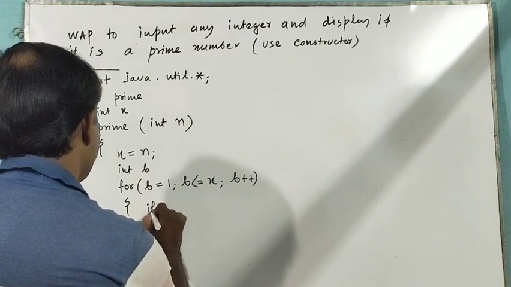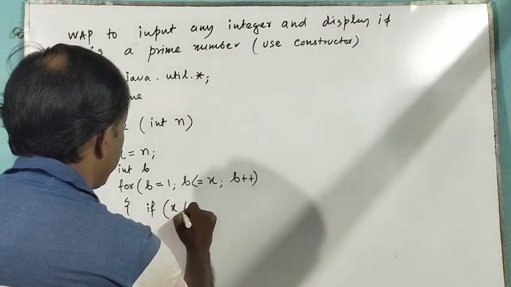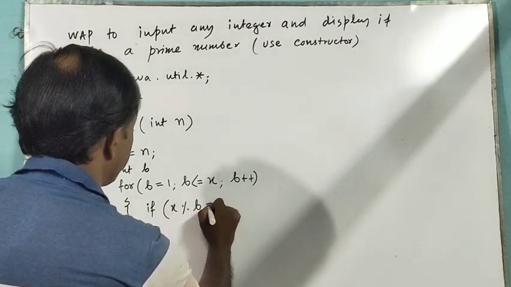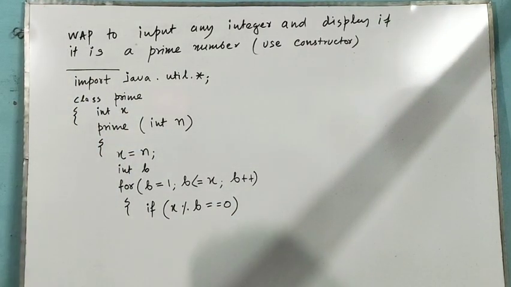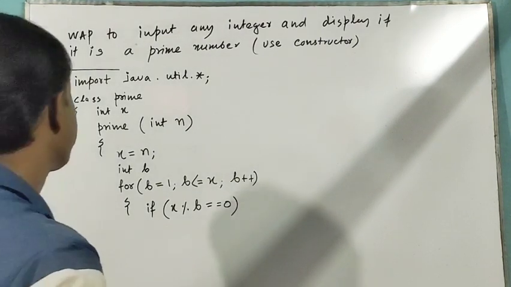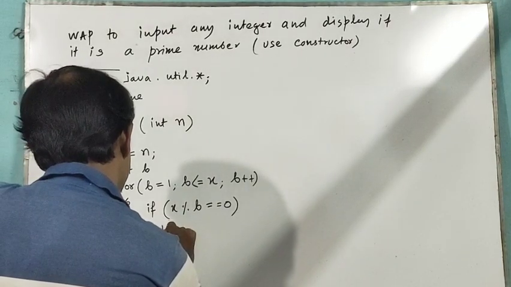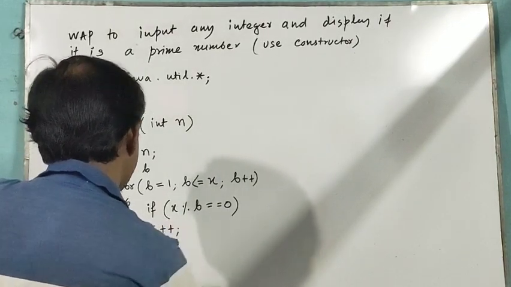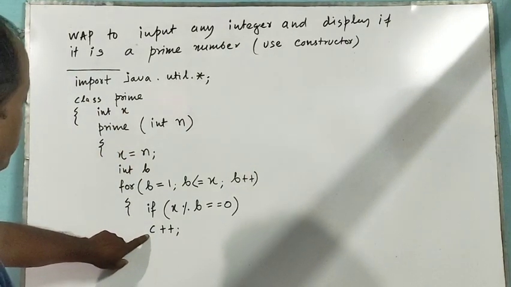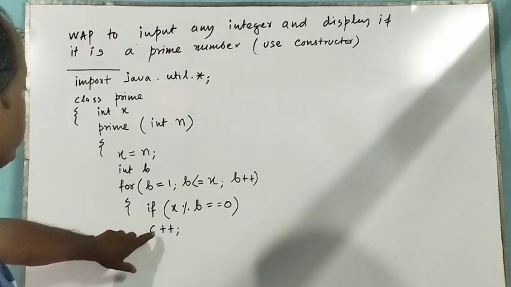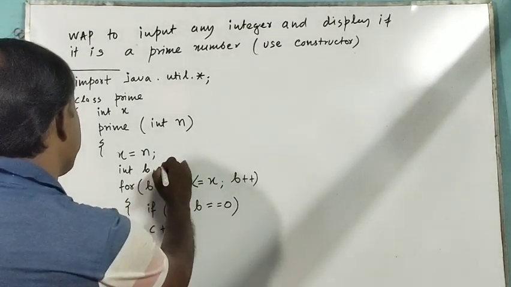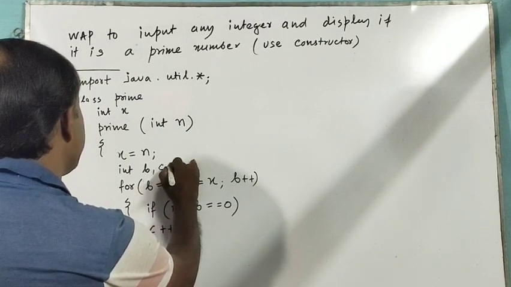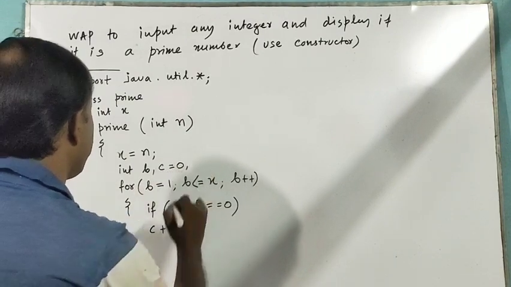Check whether x is divisible by b. If x is divisible by b, then what we need to do? We need to count. So we count here c++. That means this c is again another variable and it is only needed inside the Prime constructor. So this is also a local variable. I write here c = 0.